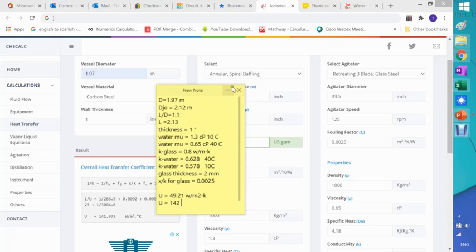The other part is the way I entertained the fact that you could have a vessel with a jacket without baffles and with baffles. It makes a big difference, as you can see here on the U value.